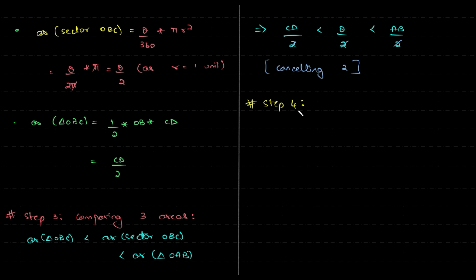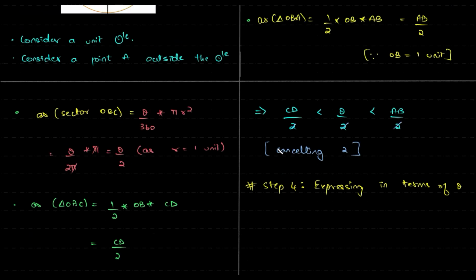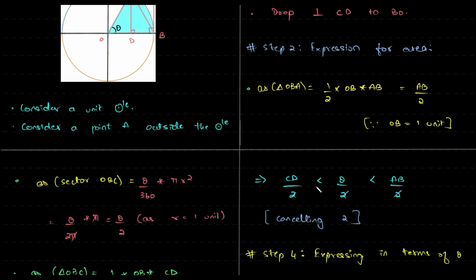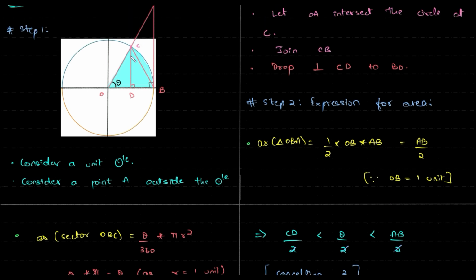Now step 4. We are going to express all of this in terms of theta, and one more thing. So how can I get CD, which is lesser than theta, which is less than AB? CD is this length. How can I express CD in terms of theta? Think about it.